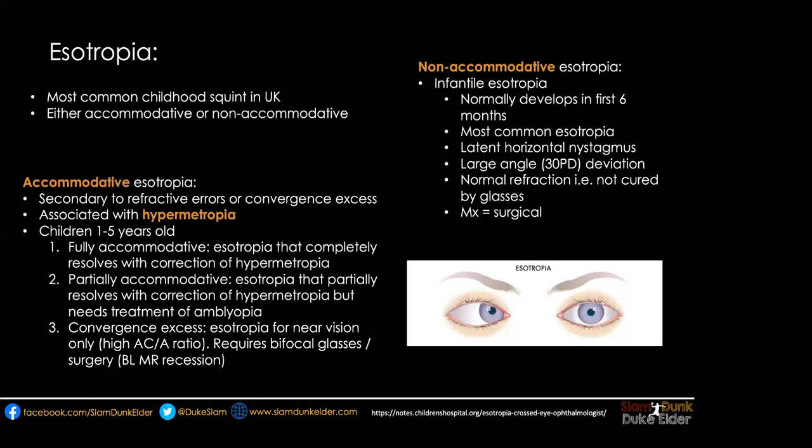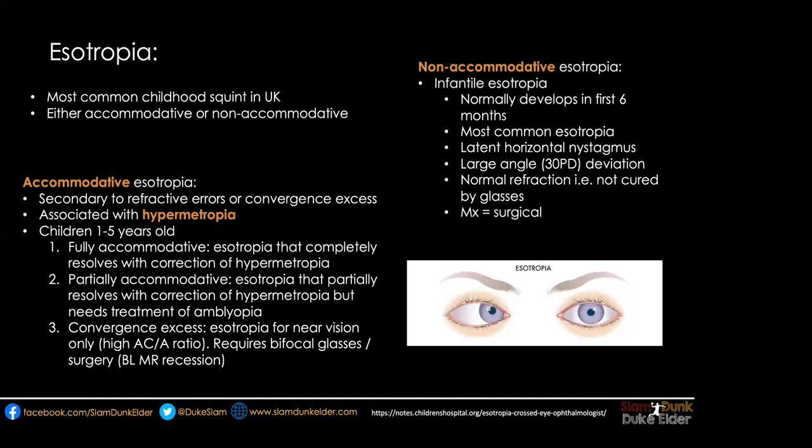Whereas accommodative esotropia is associated with hypermetropia. So long-sighted children can often have accommodative esotropia, and it usually presents a bit later. And there are 3 main types of this. So it's fully accommodative, that's where you can correct it completely with glasses.